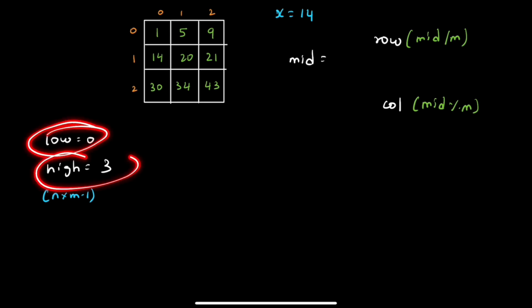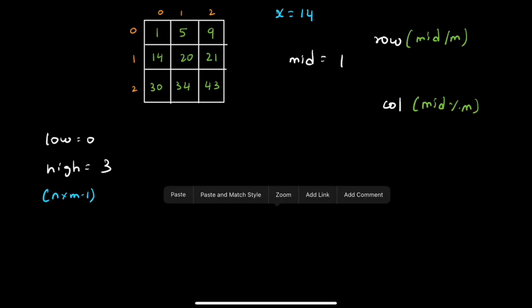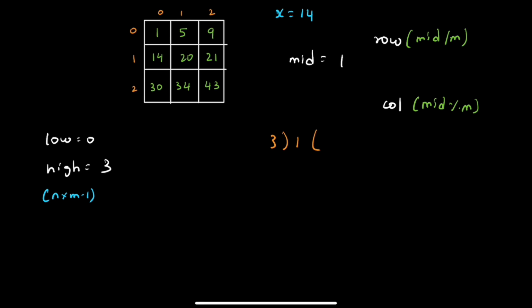Now our low is 0, high is 3. Now let's calculate the mid again. So it is 0 plus 3 by 2, which is nothing but 1 again. So our mid is 1. Now to calculate both row and column, let's take the division. So it is 1 divided by 3. 3 zeros are 0 and we got 1 as remainder. So row will be 0 and the column will be 1.